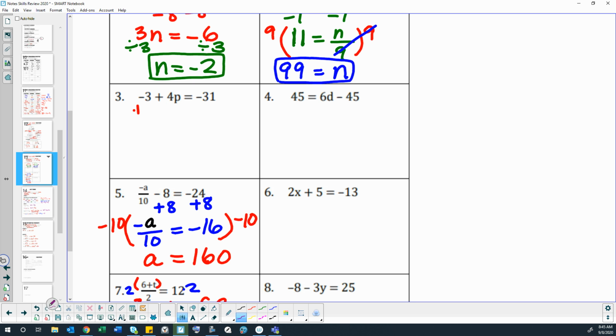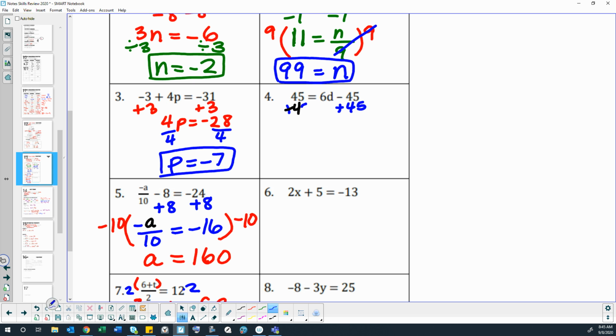We've got question 3. We're going to add 3 to both sides, which gives us 4p equals negative 28. And we're going to divide both sides by 4, which gives us p equals negative 7. Next, we're going to add this 45 to both sides. That gives me 6d equals 90. I'm going to divide both sides by 6. So d will equal 15.